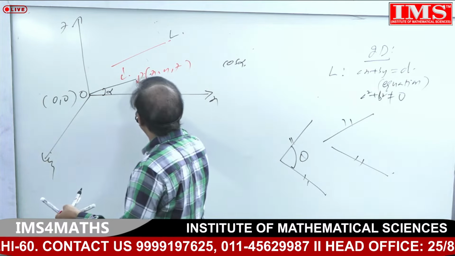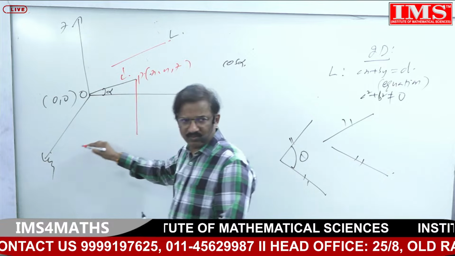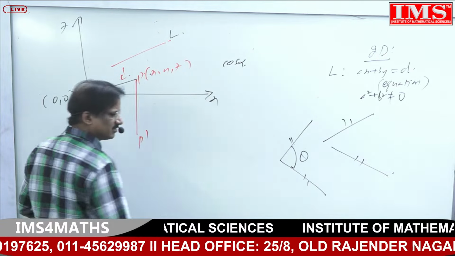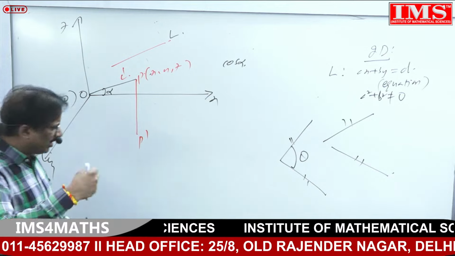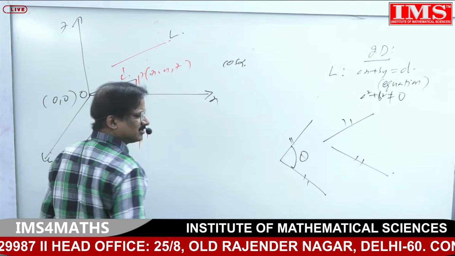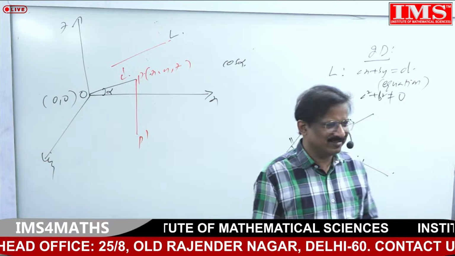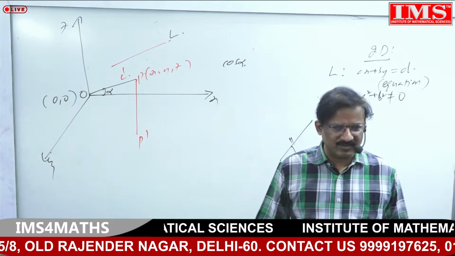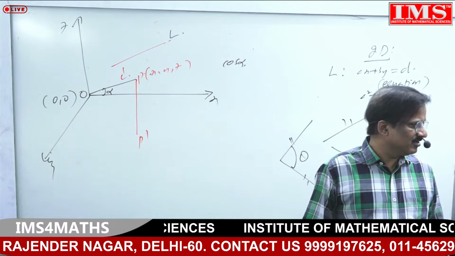When I draw a perpendicular, say to the plane OXY, what happens? Its foot point is something like P dash. I hope you all agree. But let me ask you a question: this PP dash, will it intersect with the x-axis?